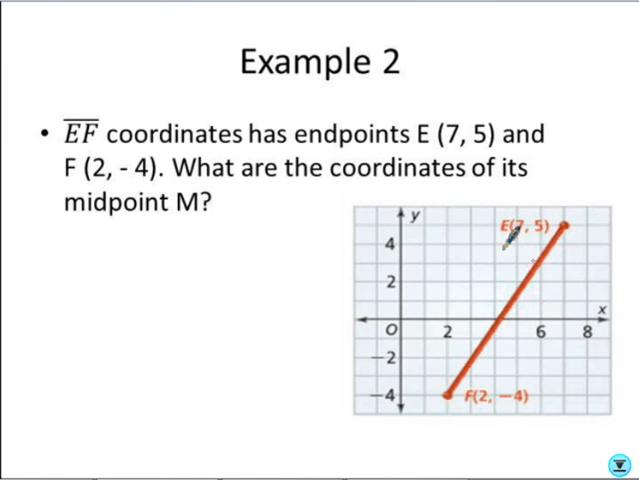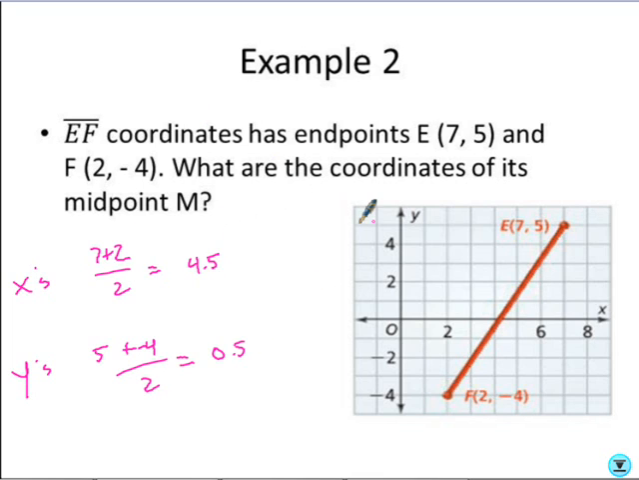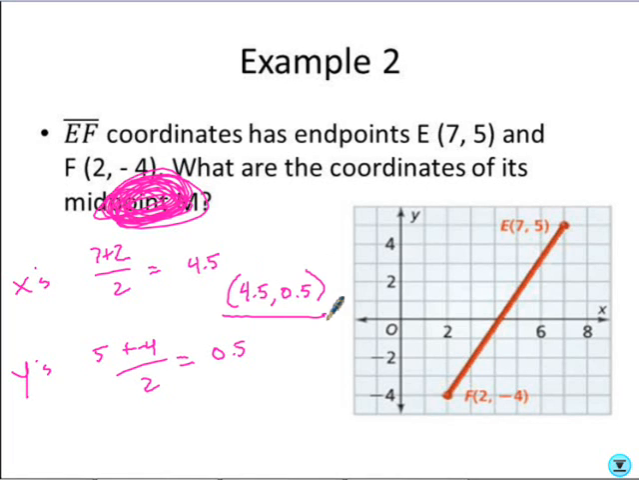Example 2. Here we have it on the coordinate plane. So this is where we're going to take the average of the x's. That's 7 plus 2 divided by 2, and that's 4.5. And then the y's, 5 plus -4 over 2, and that equals 0.5. And so my answer is, because we're looking for the midpoint, and I can't stress that enough, a point: the answer is (4.5, 0.5). In parentheses, it is a point, okay?